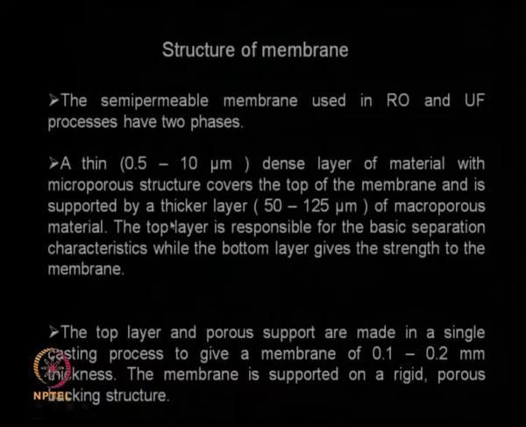So the top layer may be 0.5 to 10 microns, and the bottom layer could be thick, 50 to 125 microns. You generally make it in a single casting process, the top and the porous support, to give a membrane thickness of 0.1 to 0.2 mm depending upon the type of membrane. Later you support the membrane on a rigid porous backing surface.